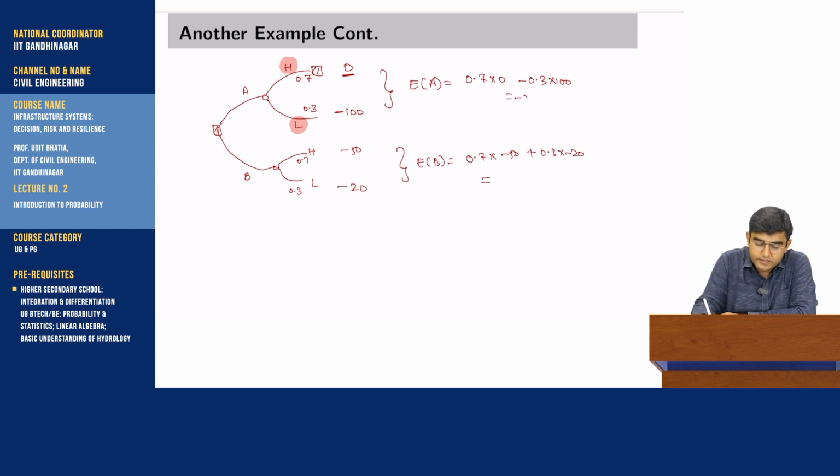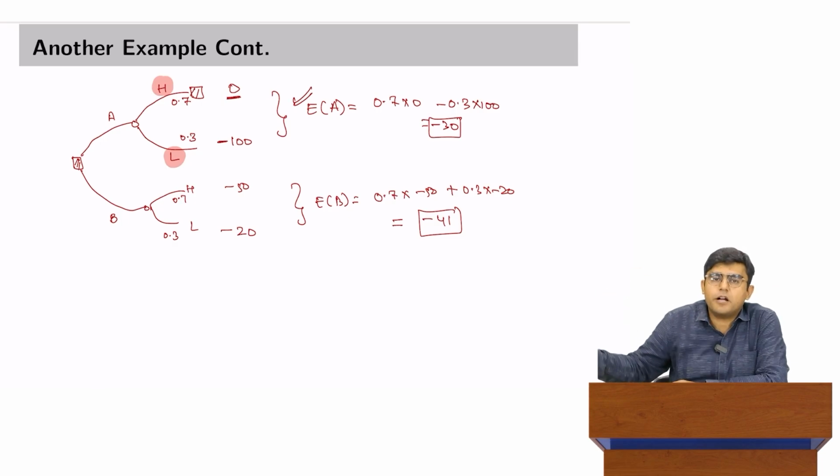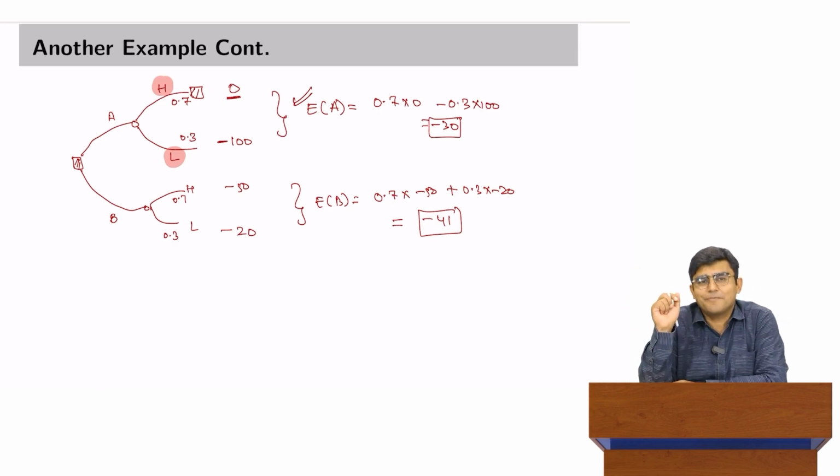We get these answers as minus 30 and minus 41, which tells us that despite the uncertainty in the efficiency, if we go with A, we are going to incur a cost of minus 30. Despite the same uncertainty, in a larger plant, we are going to incur minus 41. Now, I have a rationale to make a decision despite the prevailing uncertainty, that A should be preferred over B with the given information I have. And that is what probability does in decision making.